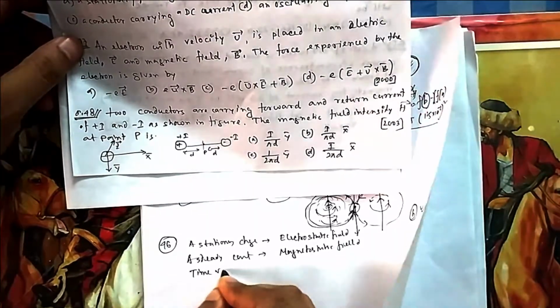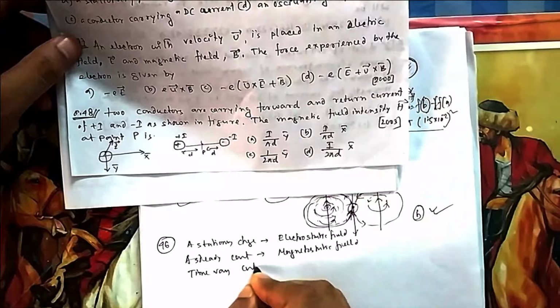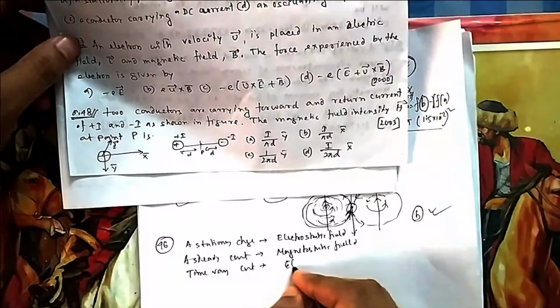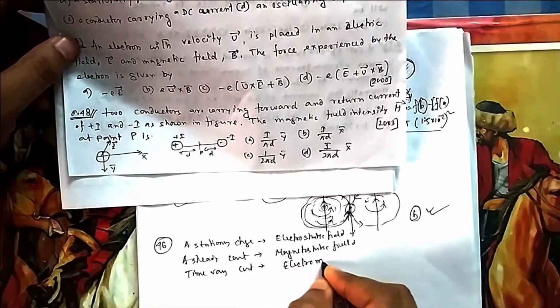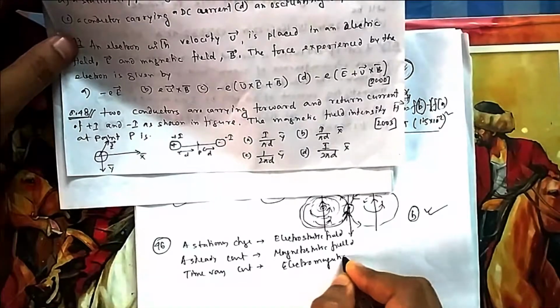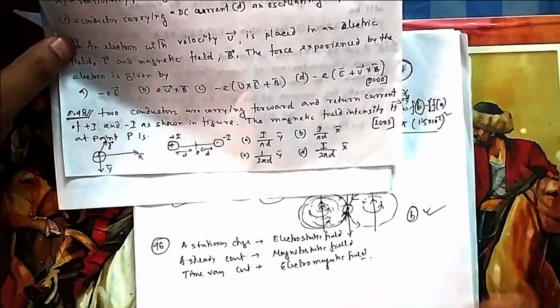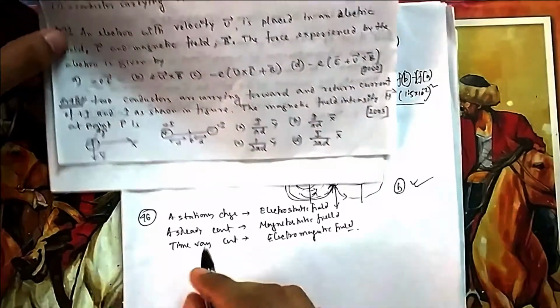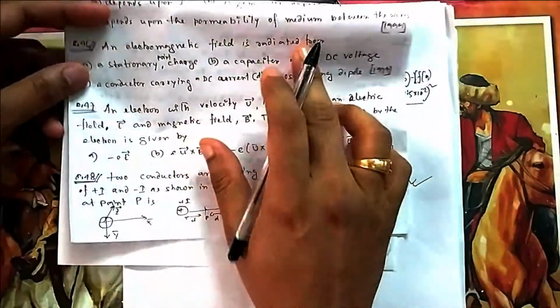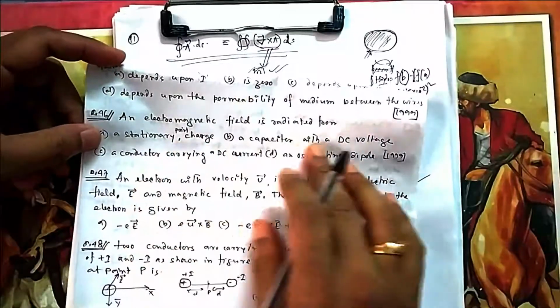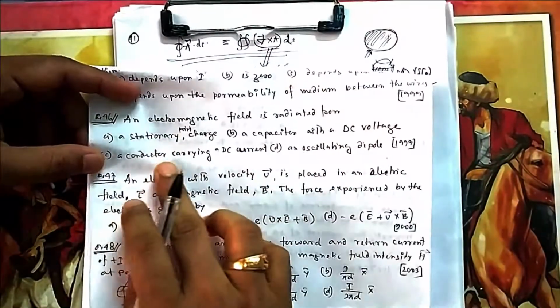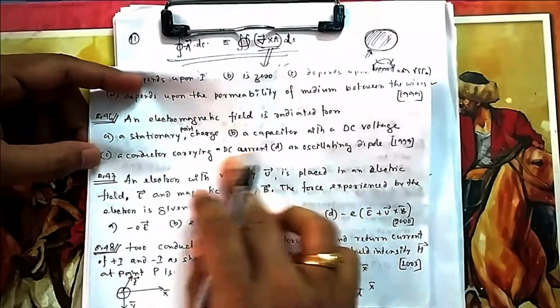And if you have a time varying current, then you will have both electric and magnetic fields, the electromagnetic field, the EM field. That's why the electromagnetic field is radiated. So you need a time varying current. A stationary point charge will not give it, a capacitor will not give a current with DC, and a conductor carrying DC current, that is a steady current, will not give it.